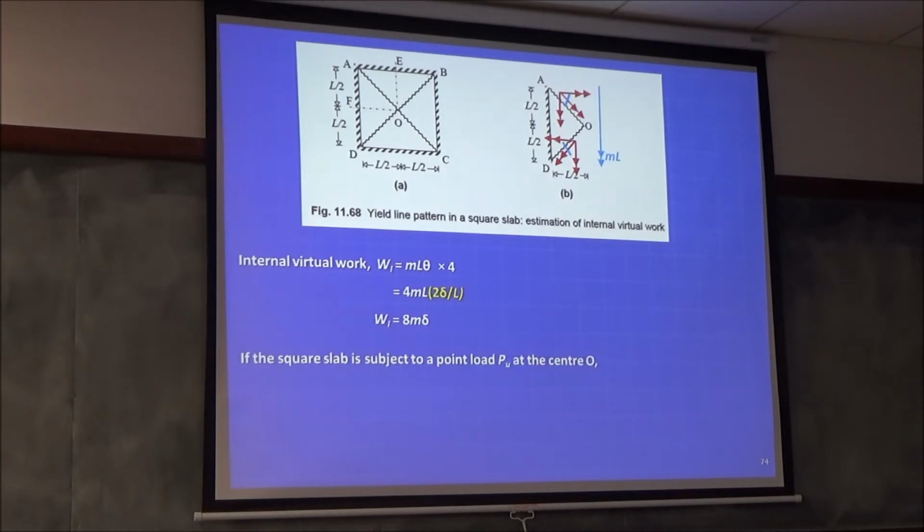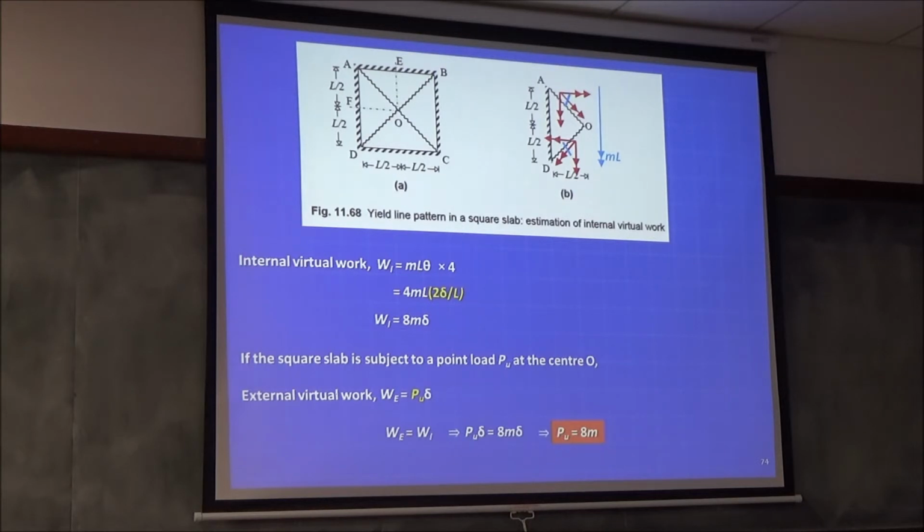Sure question in the NSEM exam. Okay, not exactly this, but one of the earlier ones. Now let's say you put a concentrated load at O. What's the external work done? PU into delta, very easy. So all you have to do is equate these two quantities, external virtual work to internal virtual work. Equate this to this, and you've got a solution.